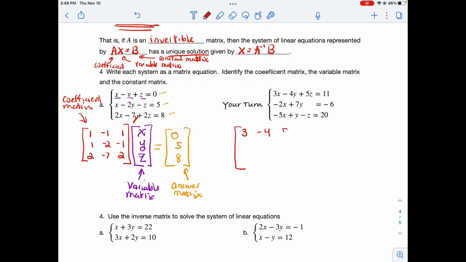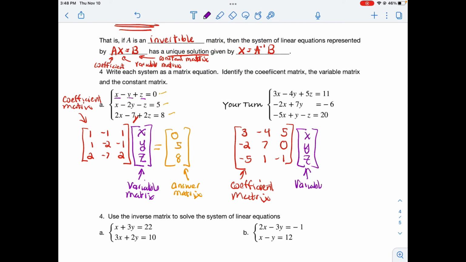Okay, we start by making our coefficient matrix, which is 3, negative 4, 5, negative 2, 7, 0, negative 5, 1, negative 1. We're going to times this by our variable matrix. And our variables are x, y, and z. And this is going to equal our answer matrix. And that's how you set it up.